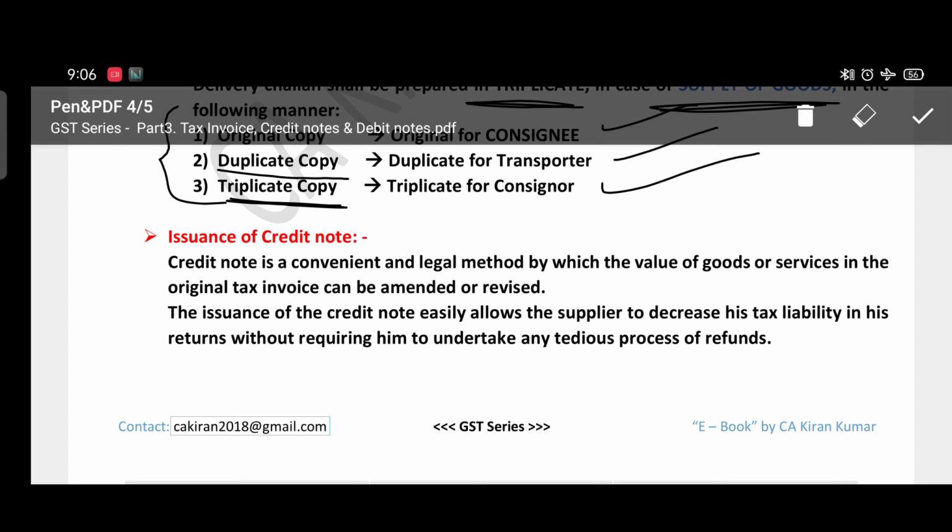So a credit note is a convenient and legal method by which the value of goods or services in the original tax invoice can be amended or revised, as we discussed in the example.